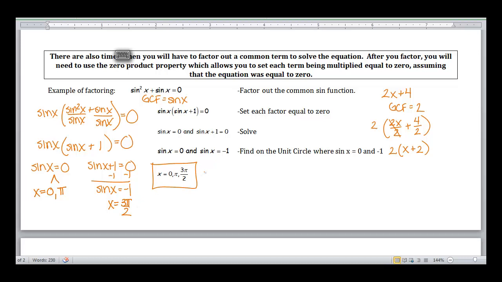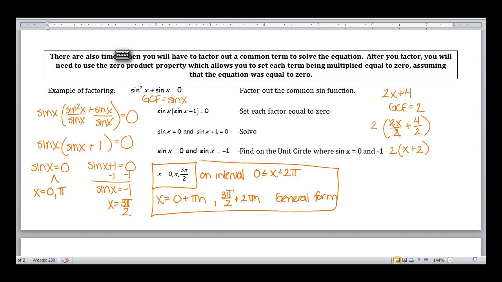Now this would be our answer if we were on the interval between 0 and 2 pi. If I wanted the general form, I could take 0 and add pi n times. That would also give me my pi answer. 3 pi over 2, though, we have to add 2 pi n to. Let's now look at some examples on the next page.